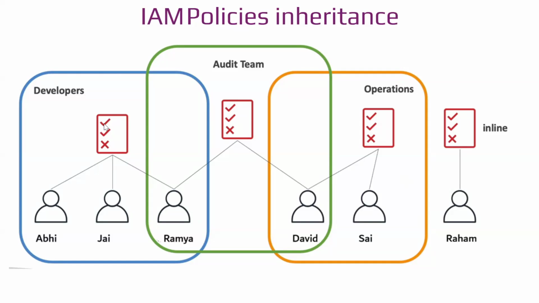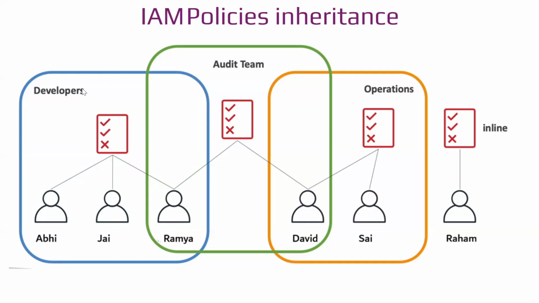If I attach a policy, a policy can be attached directly to a user. That is called an inline policy. Just now we created the user called Abhi and attached the administrator access. That is an inline policy attached. Or we can attach the policy to the group. Just now we created the group called developers and attached the administrator access policy to that group.